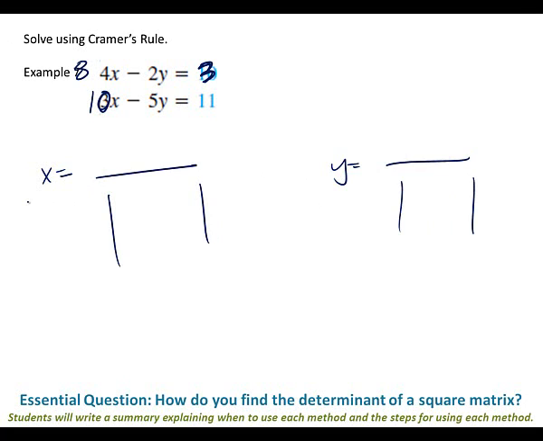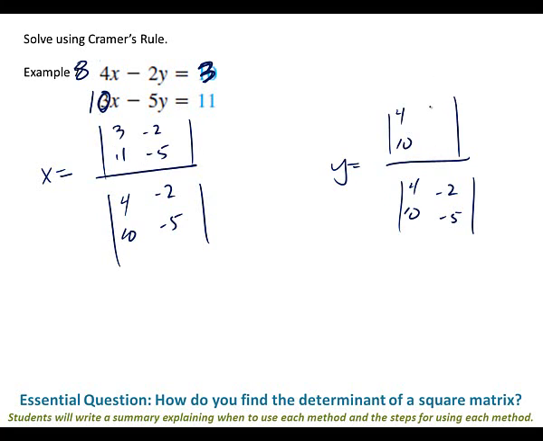Give you about another 10 seconds or so. Okay, what is the x column? 4, 10. So we write 4, 10 in both of those. All right, what's the y column? Good. And then I'm solving for x, so what gets shoved upstairs? Good, and what goes in the x column? Good. I'm solving for y, what gets shoved upstairs? And what goes in the y column?